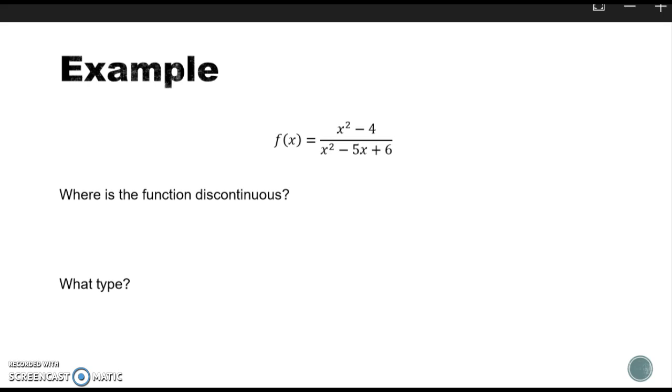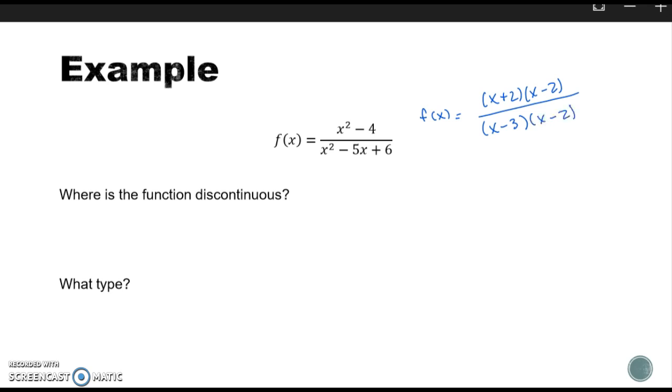So if I look at this example, where is it discontinuous and what type do we have? The first thing I'd want to do in order to find that is factor my function as much as I can. So I have x plus 2 times x minus 2 in my numerator, and then in my denominator it looks like it's x minus 3 times x minus 2.